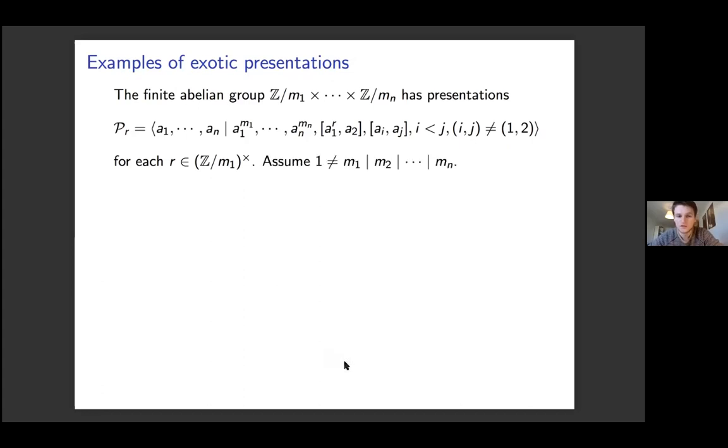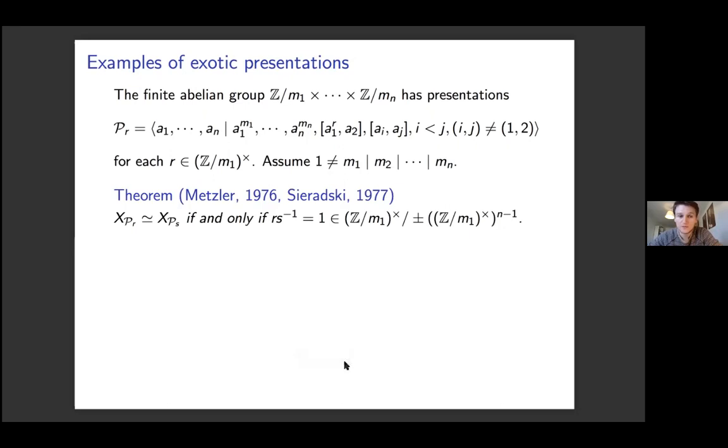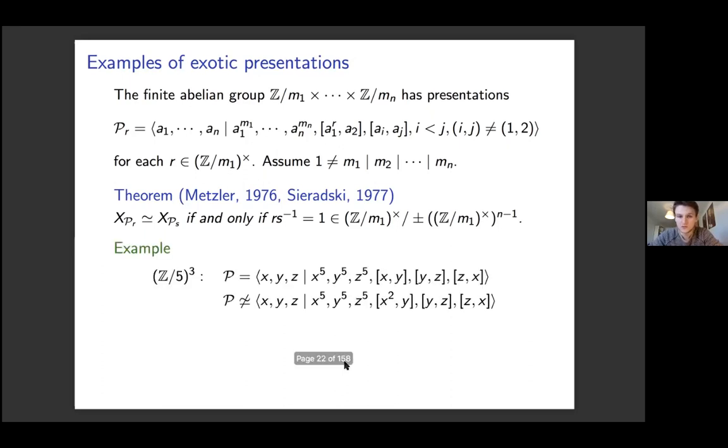Okay. So now if I assume that these are all in order of divisibility, which you can do by Smith normal form, etc., then we have the following theorem. These two presentation complexes will be homotopy equivalent if and only if R times S inverse is equal to 1 in this thing. In other words, they're homotopy equivalent if and only if R and S differ by plus or minus 1 times an n minus 1th power. And this leads to examples of exotic presentations.